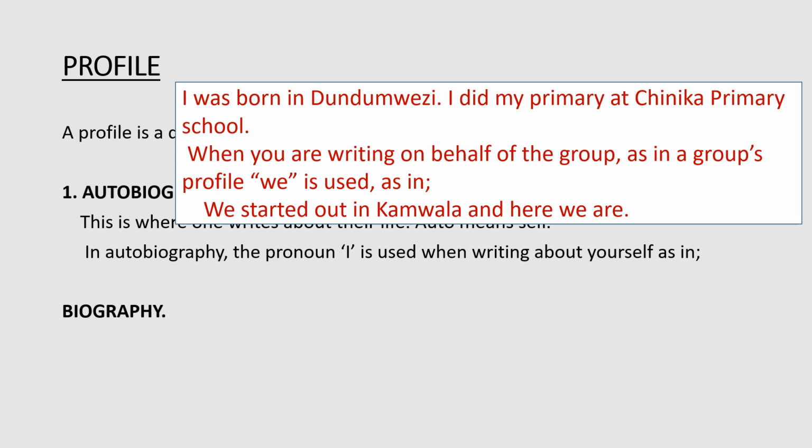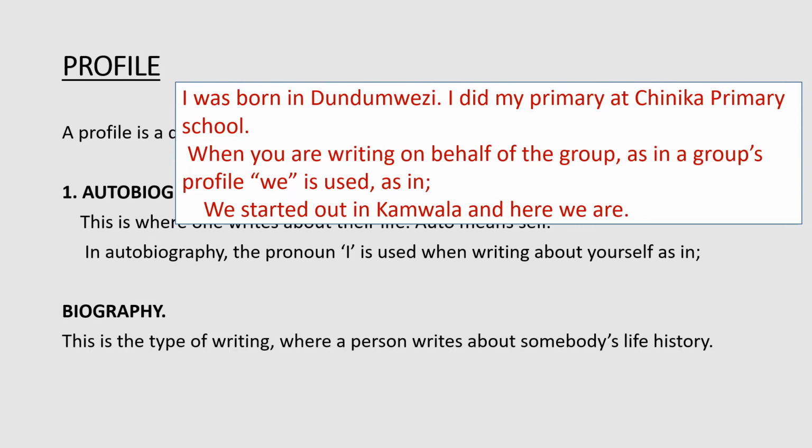Then the second type is called a biography. A biography is where you write about someone else's life. It can be a celebrity, someone whose life is well known, and you've got information about their life. The concepts in biography and autobiography are the same. The difference is in autobiography, you write about your life. In biography, you write about another person's life history.